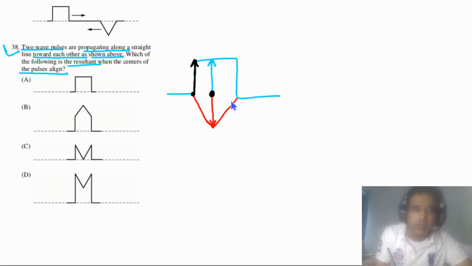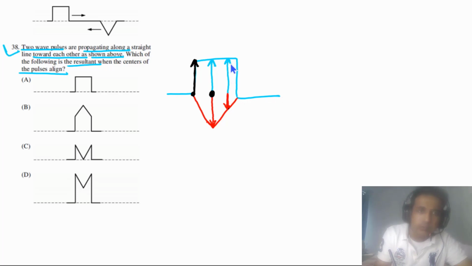We can also take another point. Let's say we take one point here. We can draw the arrow from the equilibrium. So this is negative displacement, and we have the positive displacement here.